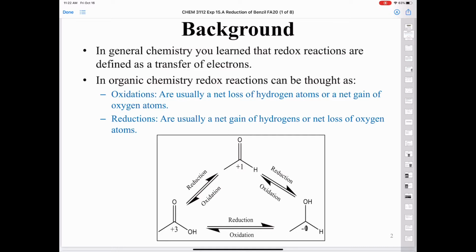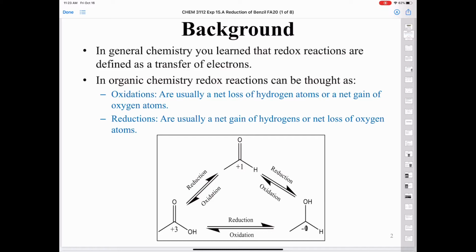But in organic chemistry, redox reactions can be thought of as oxidations being a net loss of hydrogens or a gain of oxygen atoms. And reductions can be thought of in the opposite way, that reductions are usually a gain of hydrogens or a loss of oxygen atoms.